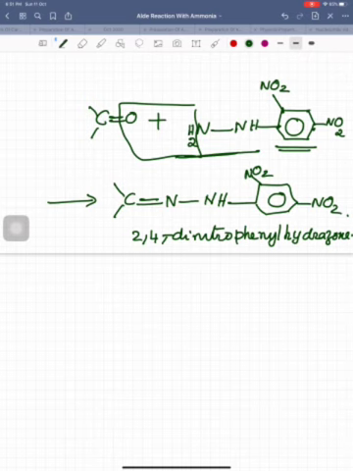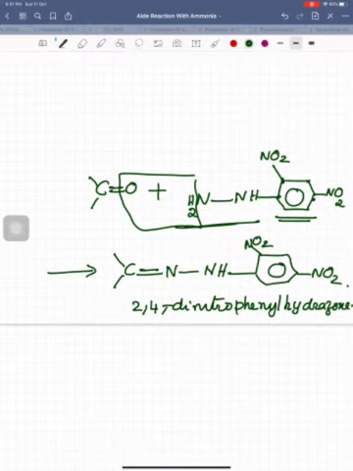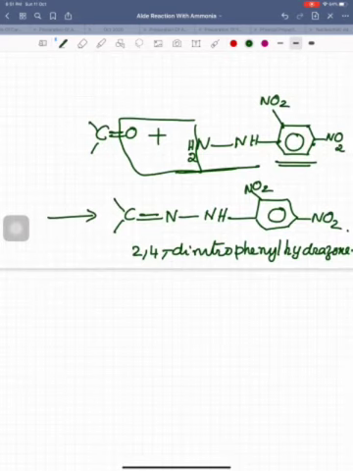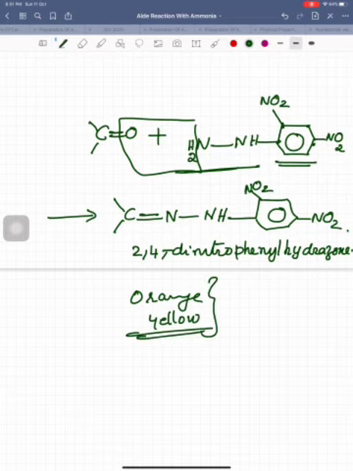Okay, so this Brady's reagent or 2,4-DNP, likewise the notations you note down for this case. Due to this addition you are getting this particular product now. Aldehydes and ketones, when they react with 2,4-dinitrophenyl hydrazine, give an orange or yellow precipitate. This chemical reaction we normally do in organic chemistry practicals in the lab. For identifying whether the given compound is an aldehyde or ketone, for that particular purpose we are using this 2,4-DNP.